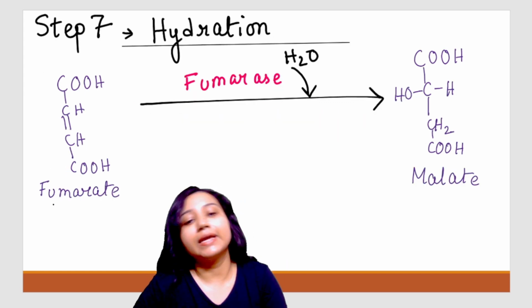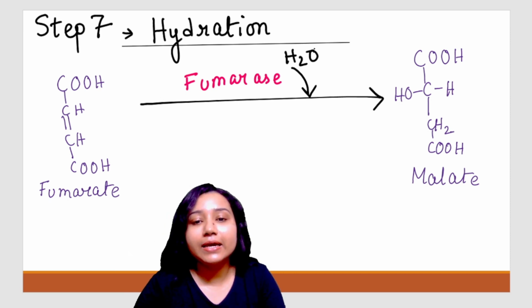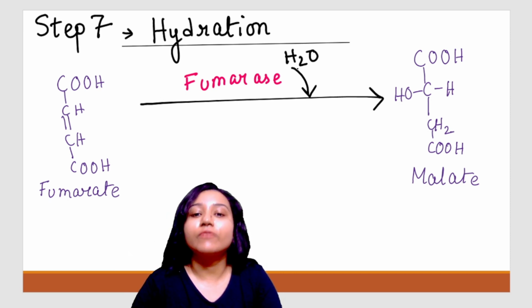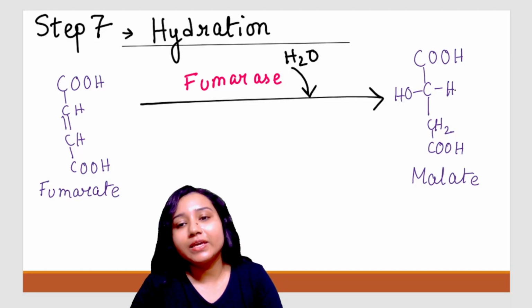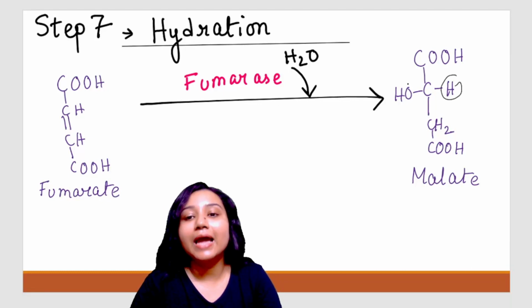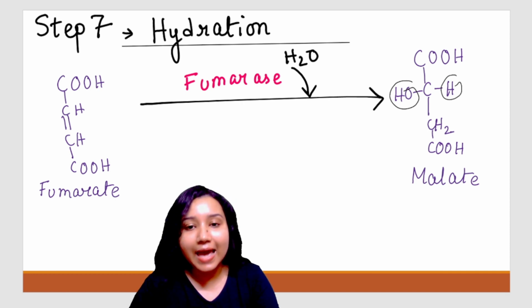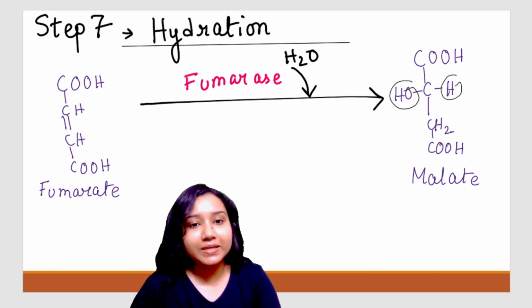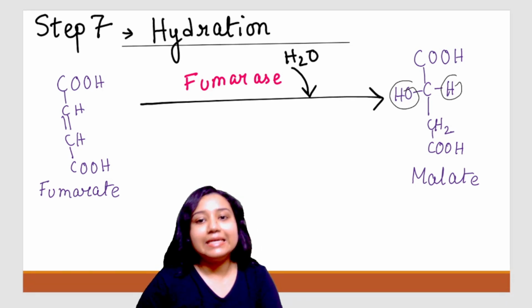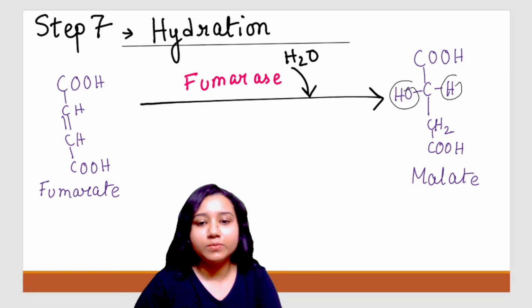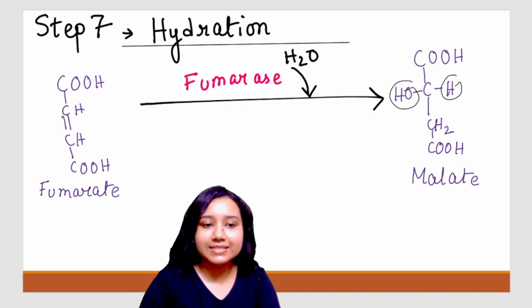So the fumarate, here there is going to be addition of H2O. We can see one H and OH is now being added in this process. All of you please take down the note. So now we can see that the malate has been formed. So the last step, that is step 8.